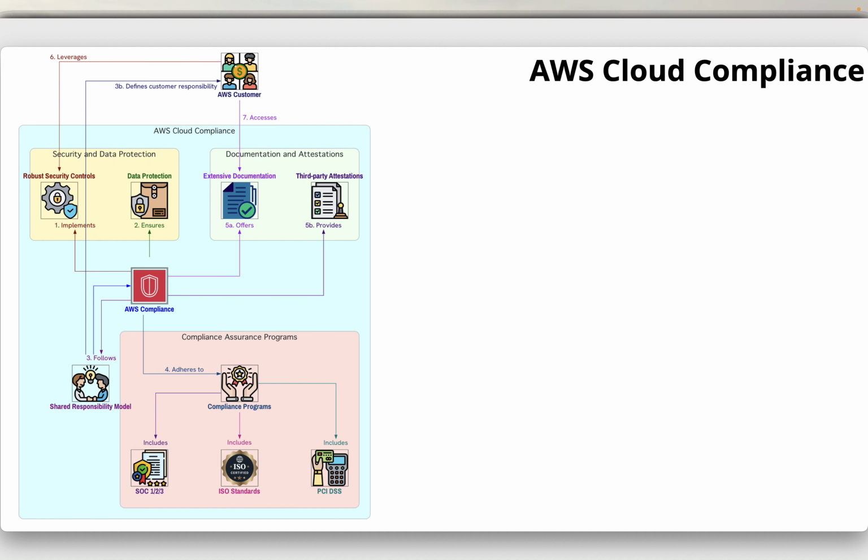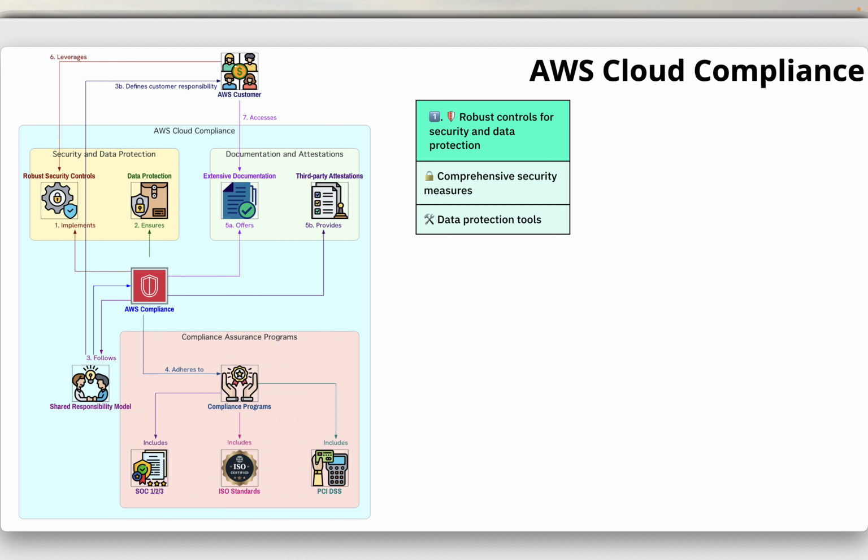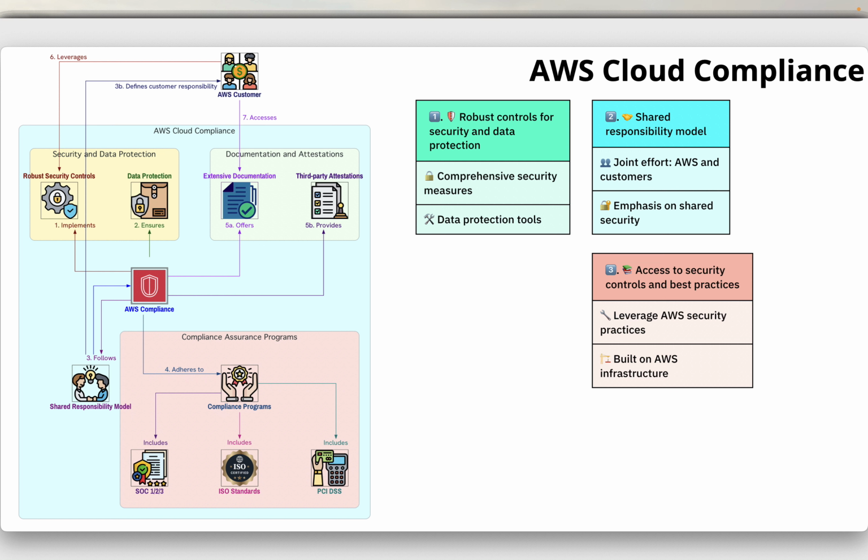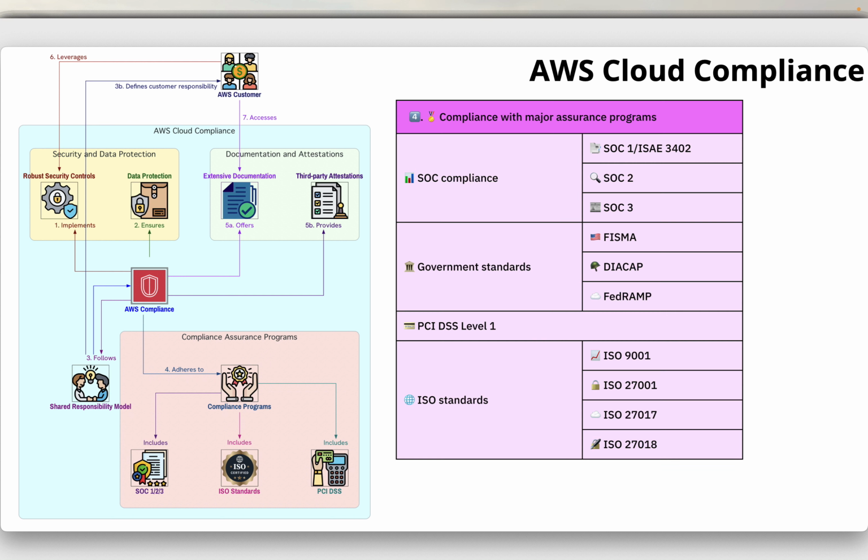Next, AWS cloud compliance. Robust controls for security and data protection. AWS offers comprehensive controls to ensure security and data protection in the cloud. Shared responsibility model. Compliance is a joint effort between AWS and its customers, emphasizing the shared model for security. Access to security controls and best practices. Customers can leverage AWS security practices and controls built on its infrastructure for their operations. Compliance with major assurance programs.